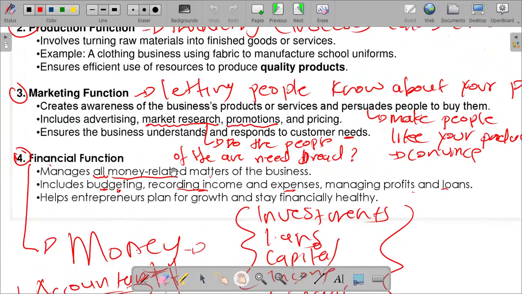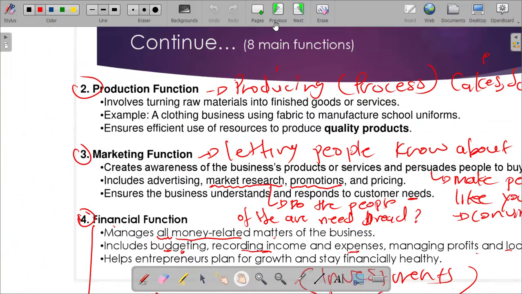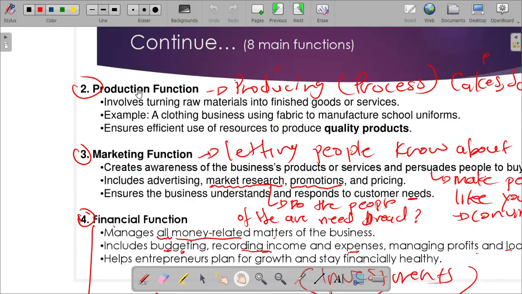So for now, we're going to be doing the 4 functions so that you can take a breather and understand these 4 functions well enough, right? So those are the 4 functions. Number 1, it's your purchasing function. Number 2, your production function. Number 3, marketing function. 4, financial function.